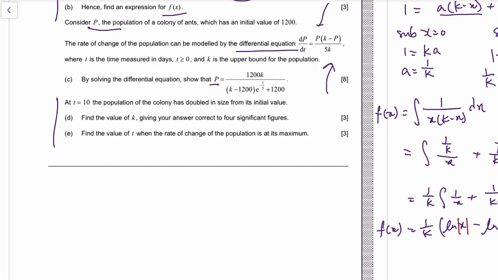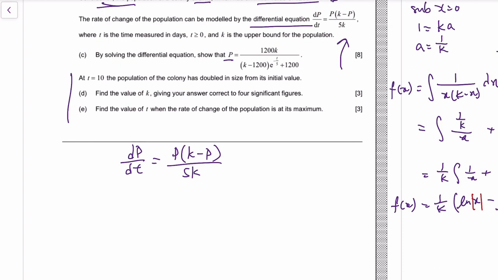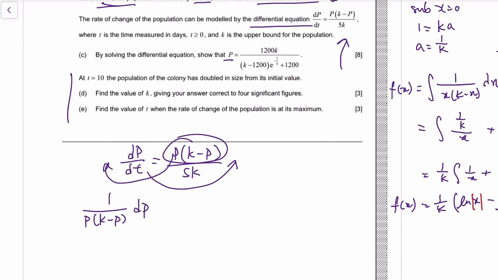So there's a population of ants. Initially 1,200. They give us the differential equation about the population. So we obviously want to solve the differential equation. So there are types, right, of differential equation. You probably should know 3 types in IB: separating variables, integrating factor, and homogeneous. This is obviously separating variables, right? So you multiply the dt to the right, and you divide all the p stuff to the left. So it's 1 over p(k minus p) dp equals 1 over 5k dt. Then you integrate.